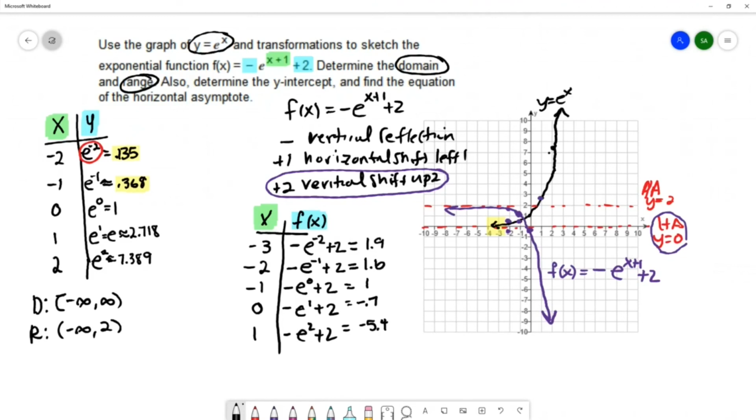We also need to determine the y-intercept as well as the horizontal asymptote. We already mentioned that the horizontal asymptote gets shifted to y equals 2. And in the table that we have here, we already have the y-intercept. But if you didn't have the y-intercept, you would substitute a 0 in for x to get it. So we have the y-intercept being 0 and negative 0.7.